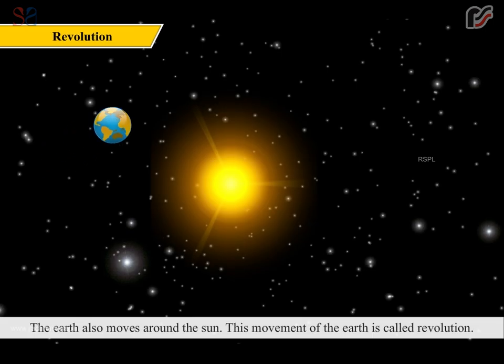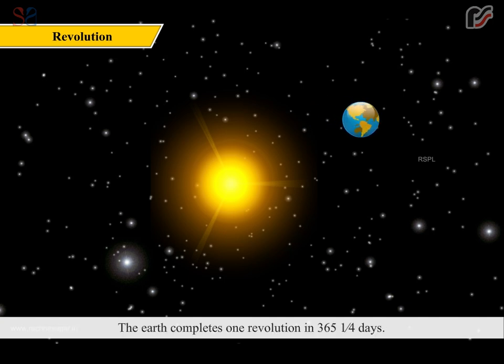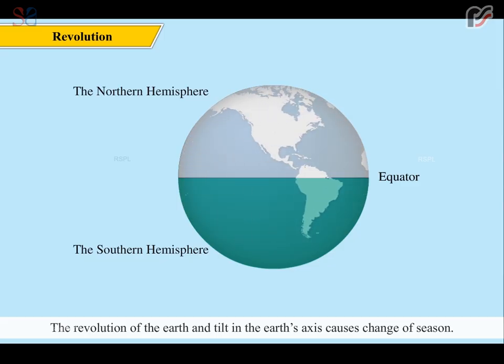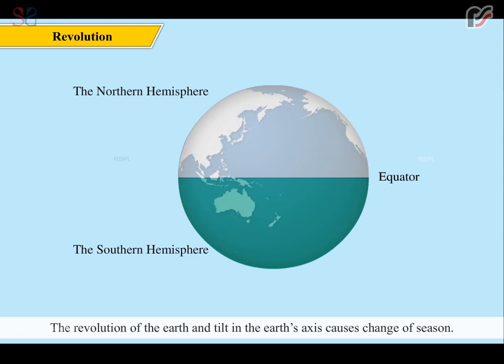The Earth also moves around the Sun. This movement of the Earth is called revolution. The Earth completes one revolution in 365 1/4 days. The revolution of the Earth and tilt in the Earth's axis causes change of season.